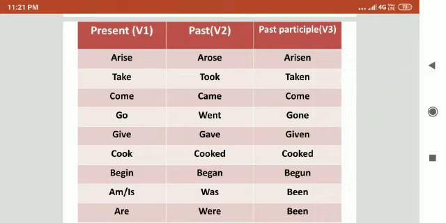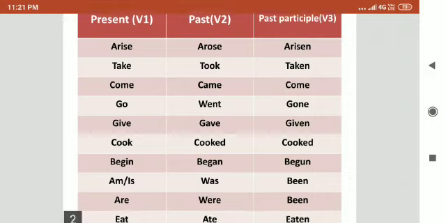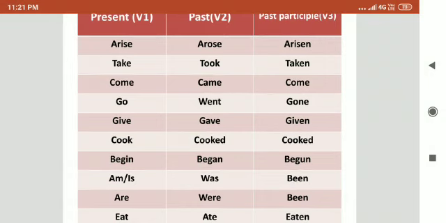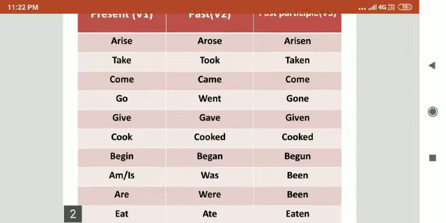Begin, began, begun. And if the present is is or am, the past will be was, okay? And in past participle, it will be been. And just like that, that is to use in singular, right? Is, was, been. And if we are to use in plural, the present will be are, past will be were, and past participle will be been again. And eat, ate, eaten.